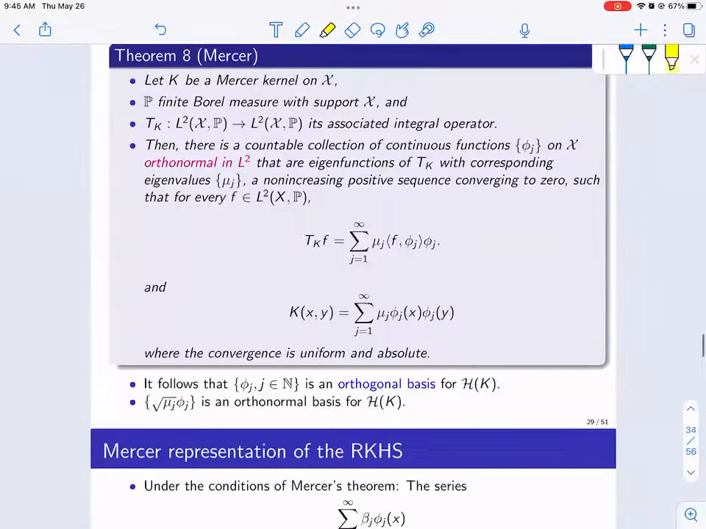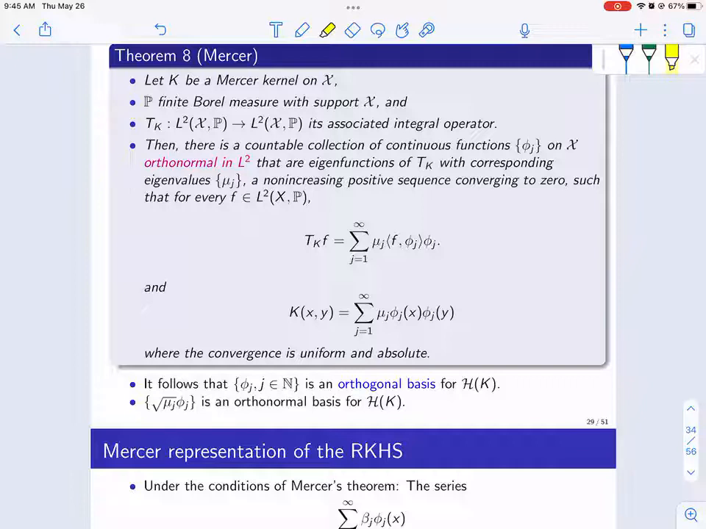Let me talk a little bit about that. So this summarizes Mercer's result. So if K is a Mercer kernel, and P, let's say a finite, or sigma finite, most likely finite Borel measure with support X, so X is compact. And then there's this associated kernel integral operator from L2 to L2. Then there's a countable collection of continuous functions, phi j, that are orthonormal in L2. They're eigenfunctions of T_K. The corresponding eigenvalues are a non-increasing, positive sequence converging to 0.